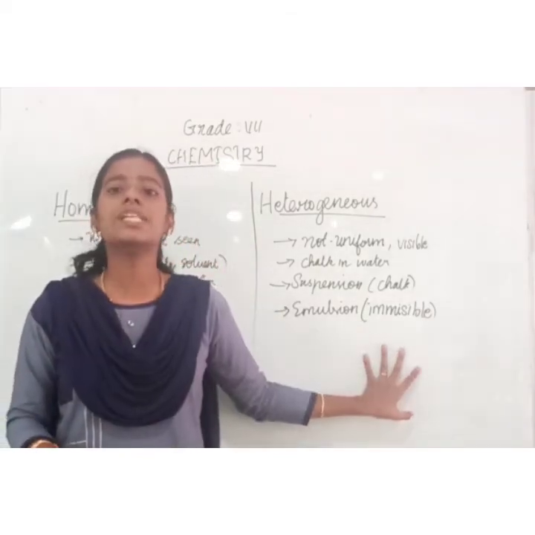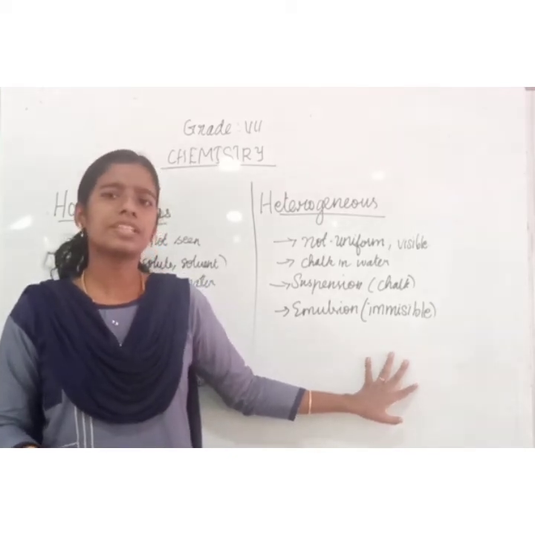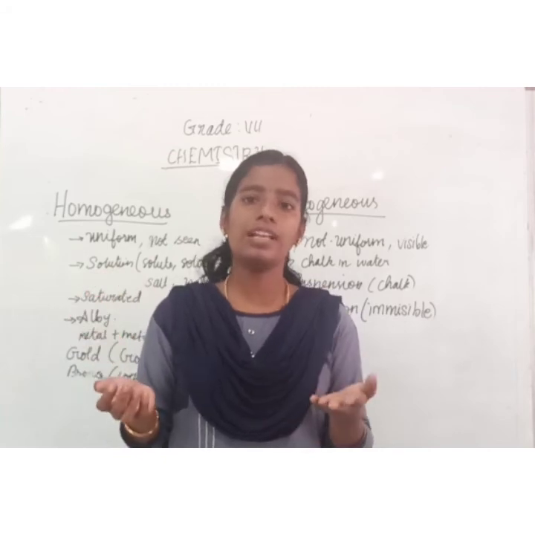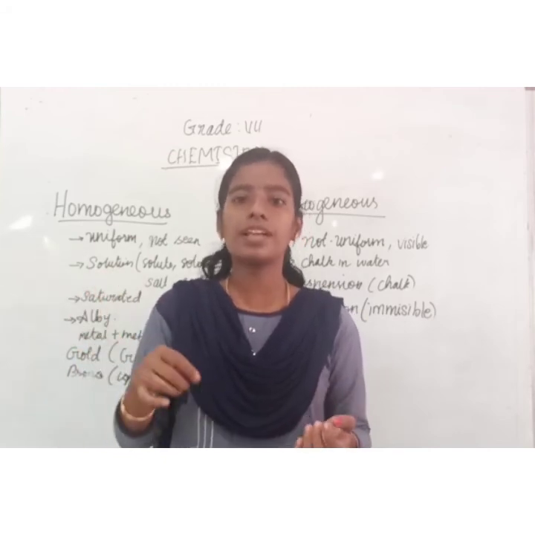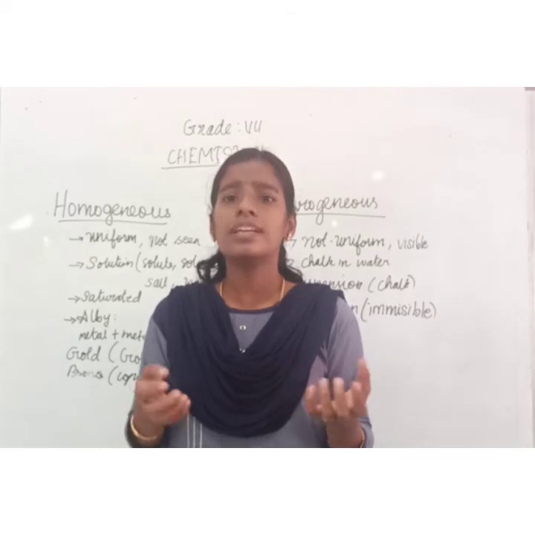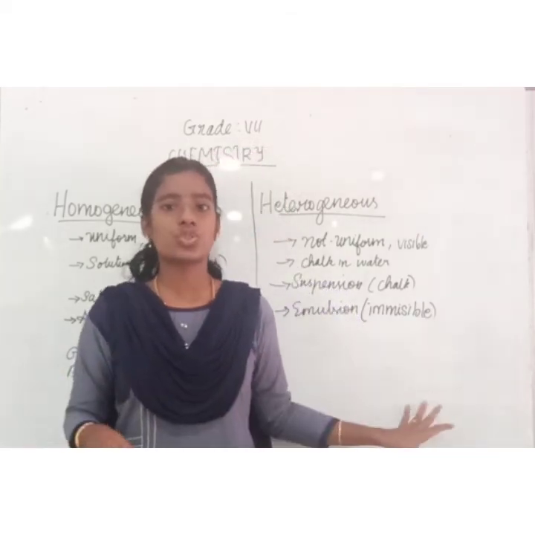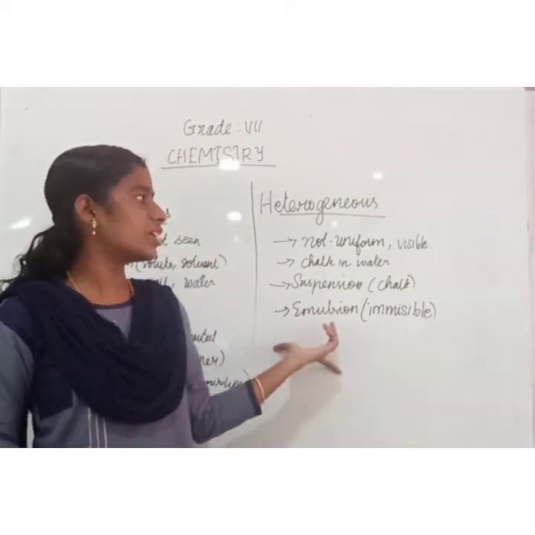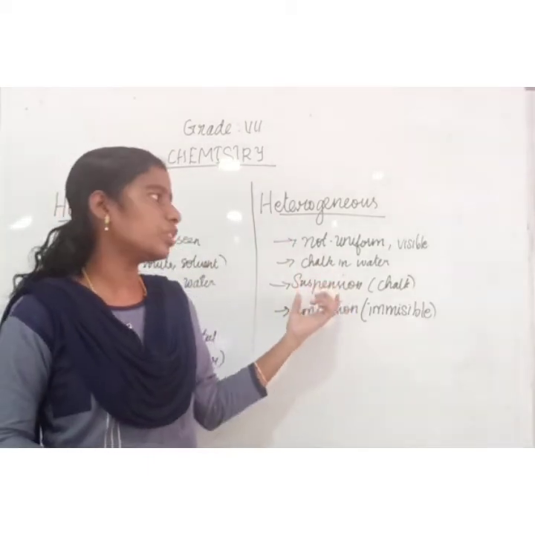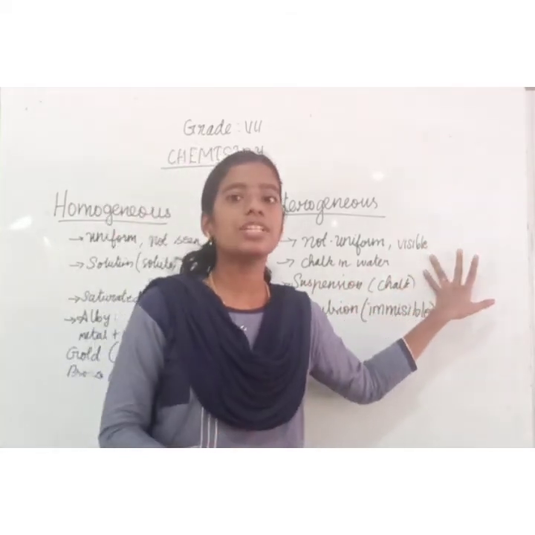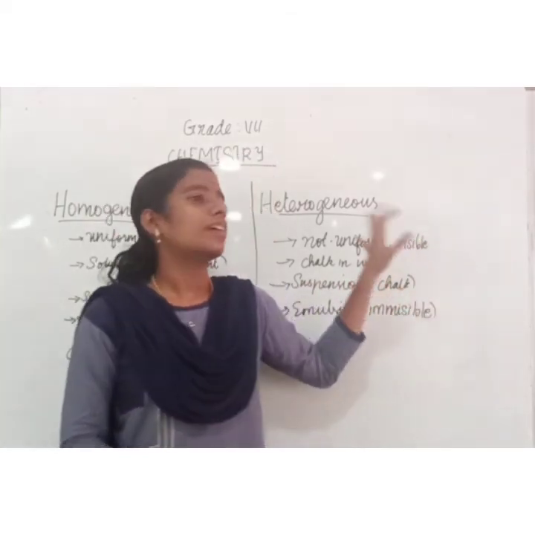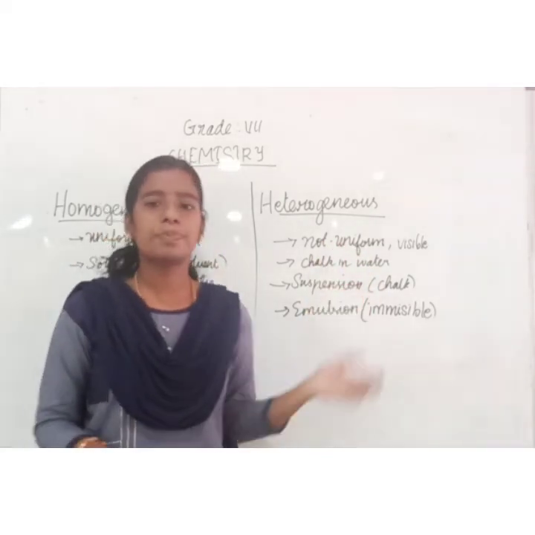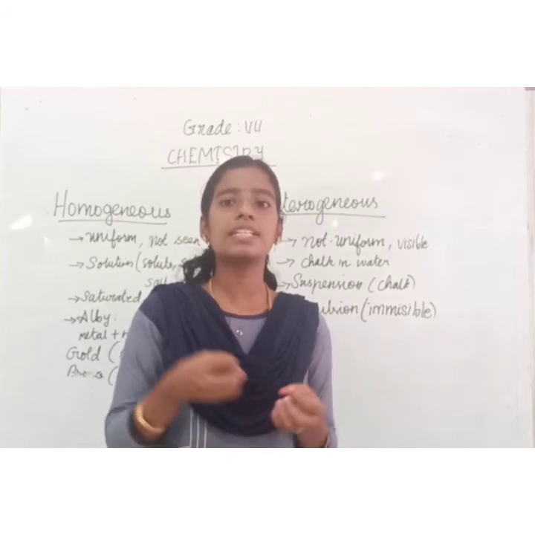Emulsions are immiscible liquids. That is, in emulsion we have to add two liquids. Consider water and oil. When we add this water and oil in a single bowl, they both will not mix together. It is called immiscible. So what is heterogeneous? Heterogeneous mixtures are non-uniform and the particles in heterogeneous mixtures are visible. Example, chalk in water. What is suspension?